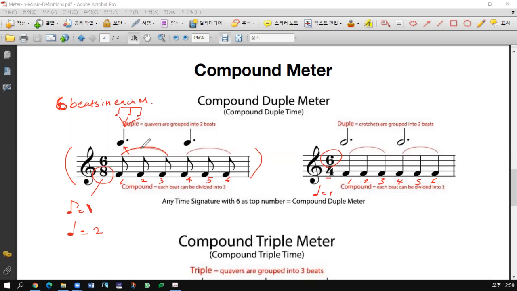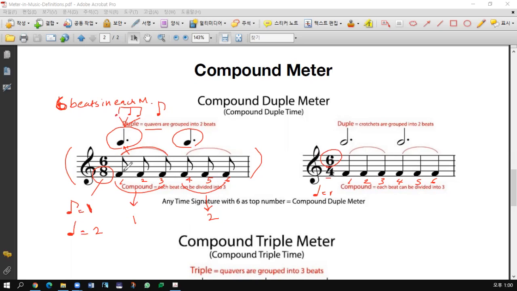And if you see the dotted quarter note, we have 2 dotted quarter notes. The quavers, the eighth notes, are grouped into 2 beats. Okay? So these 3 quavers are grouped into 1 beat, and this one is the second beat. That's 1 beat and 2 beats, right?